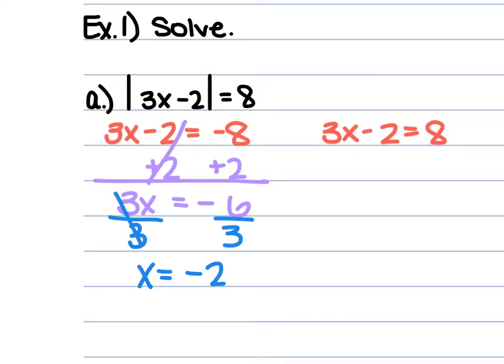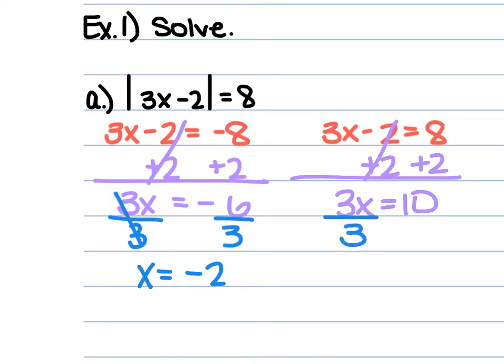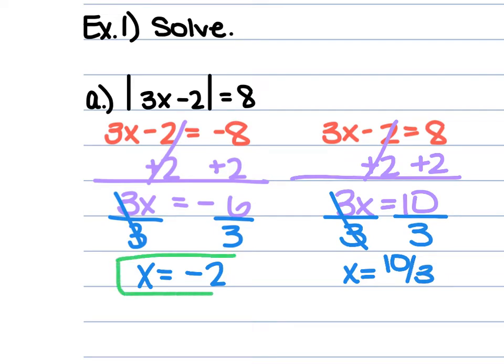Look at the other equation now. Do the same thing. Add the 2 to both sides. You get that 3x is equal to 10, and then you're going to divide by 3 on both sides to get that x is equal to 10 over 3, or 3 1/3. So both of these are your answers.